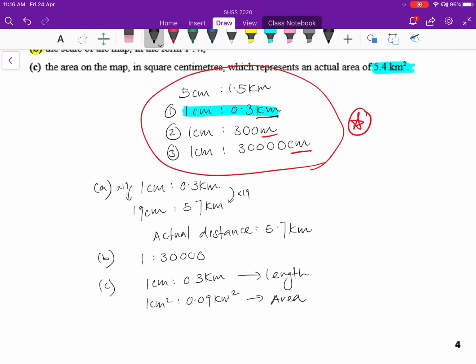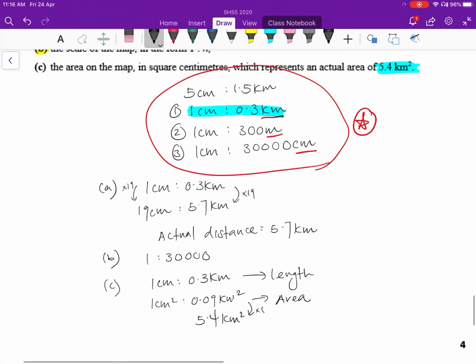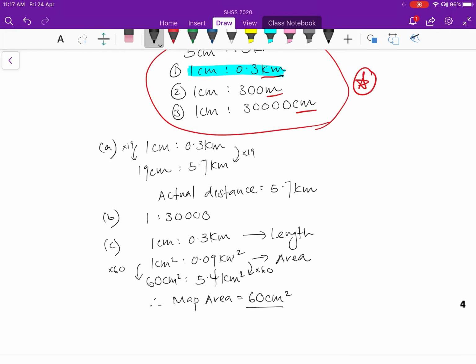Now, I want you to find the area on the map in square centimeters, which represent the actual area of 5.4. So 5.4 kilometers square is on the right side. How do you get to 5.4 kilometers square? You take 5.4 divided by 0.09 and you get multiplied by 60. So the other side you also need to multiply by 60. So it's 60 cm square. So therefore, map area is 60 cm square. And we are done with this example.